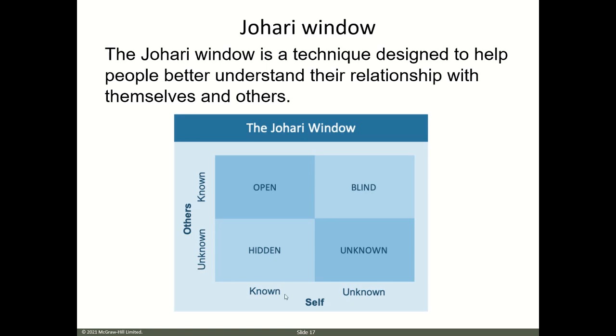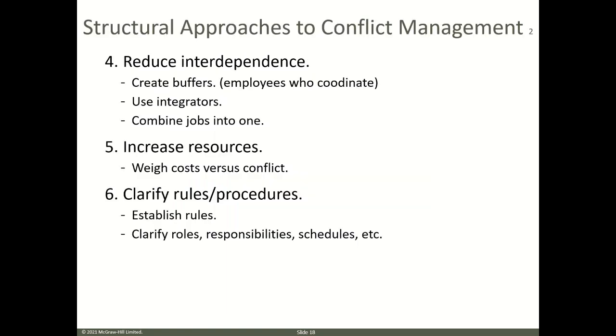It means hidden. If I know something and other people also know it, it means open. If I don't know some information and the other person also doesn't know, it means the information is unknown. If I don't know but other people know that, it means blind. This is one example here in the Johari window.